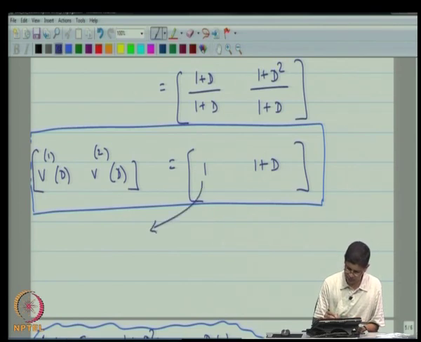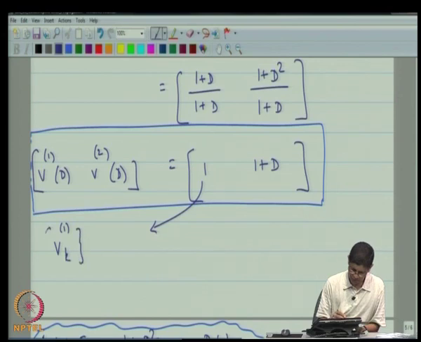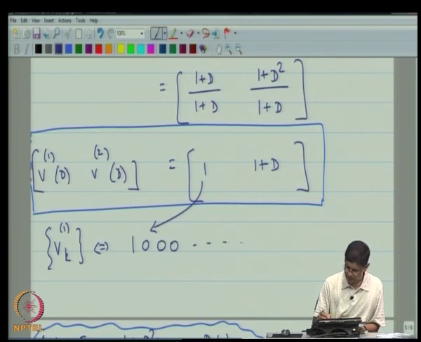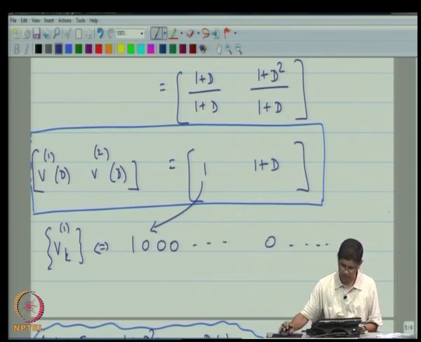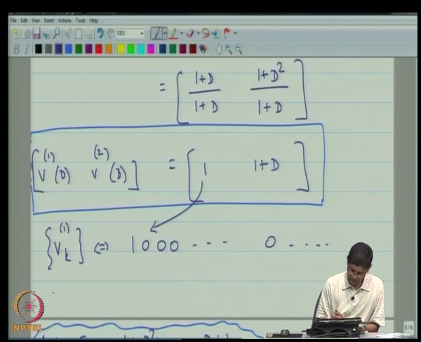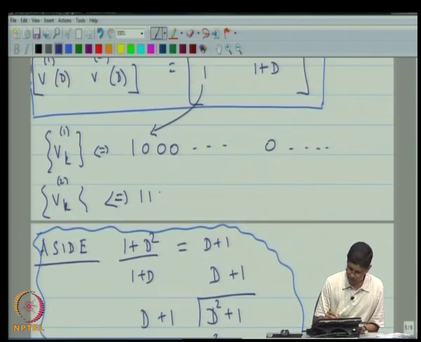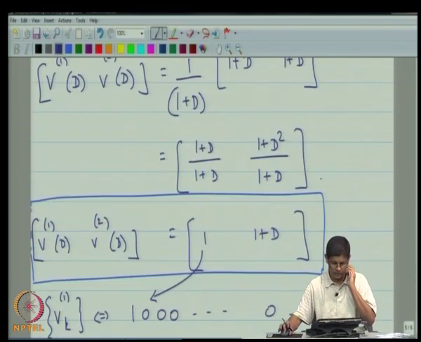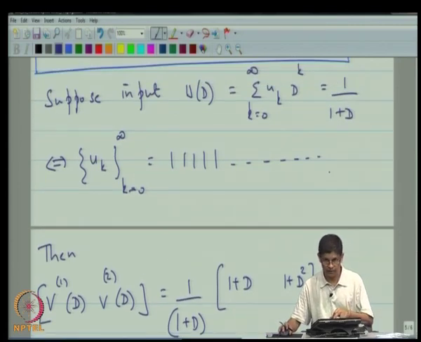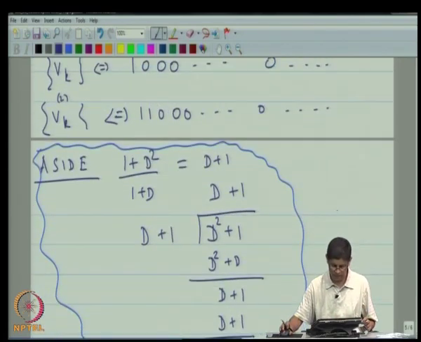This corresponds to the sequence V1 of k, which is 1 followed by an infinite string of zeros. On the other hand, V2 of k corresponds to 1 1 and then a string of zeros. So, even though your input has infinite Hamming weight, your output has finite Hamming weight.